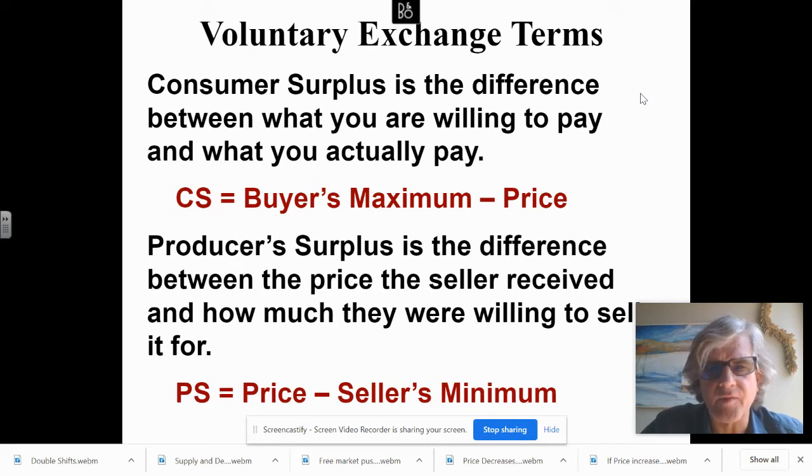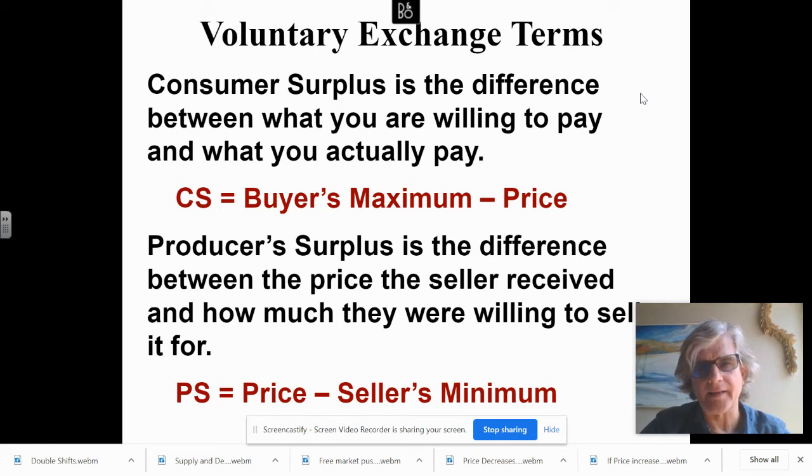So let's say, for an example, the equilibrium price is $10. Consumer surplus: in some places on the demand curve, there's somebody that was actually willing to pay 20. So their consumer surplus is 20 minus 10, which gives you 10. The producer surplus, same thing, the equilibrium price is 10. They were willing to accept 3. So 10 minus 3, their producer surplus is 7. So it's the difference between the two.